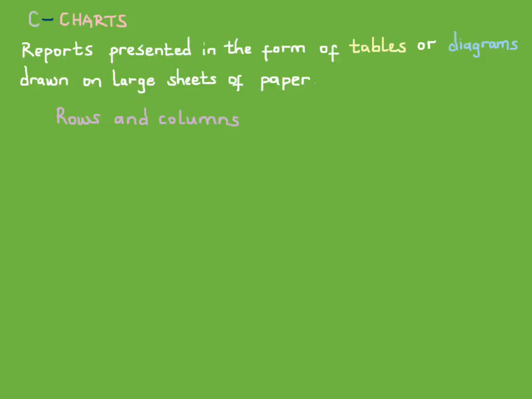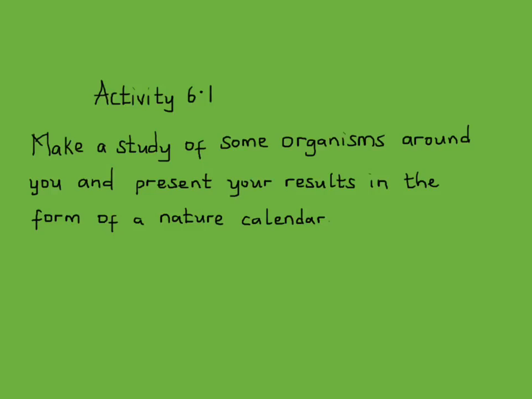When observation charts are kept on a daily or monthly basis, they represent a nature calendar for the organism in its habitat. From such a calendar, the behavior and habits of organisms in similar habitats at similar times and under similar conditions can be predicted. For your activity for this lesson, make a study of some organisms around you and present your results in the form of a nature calendar.